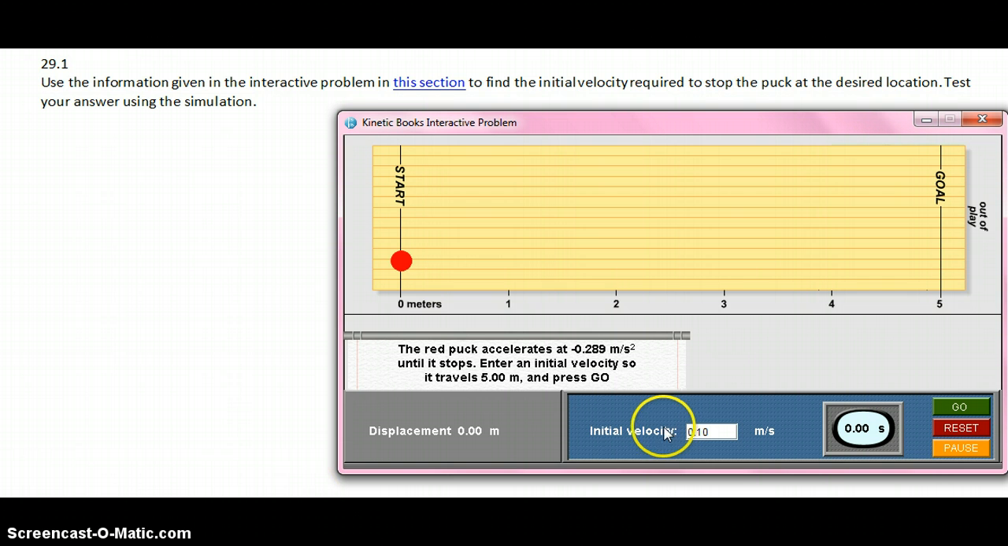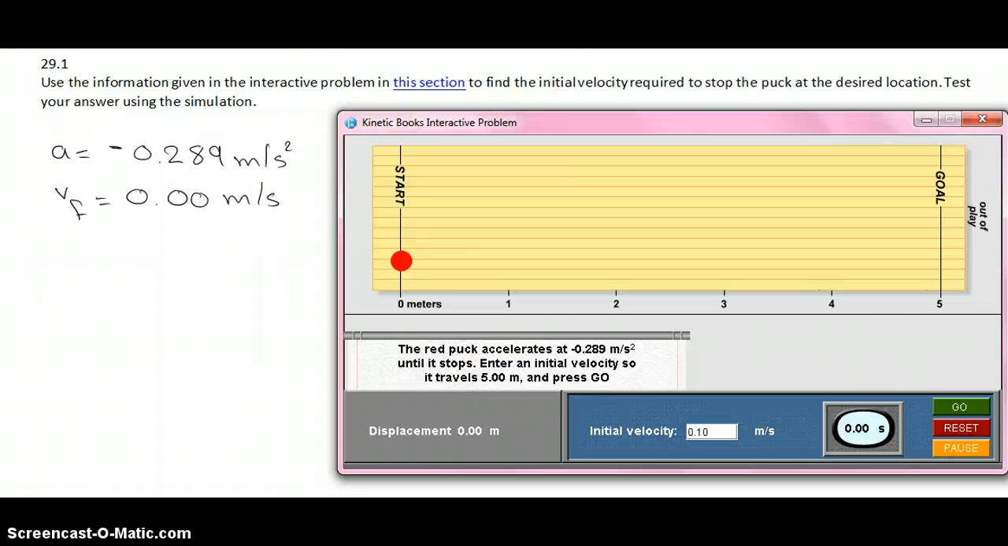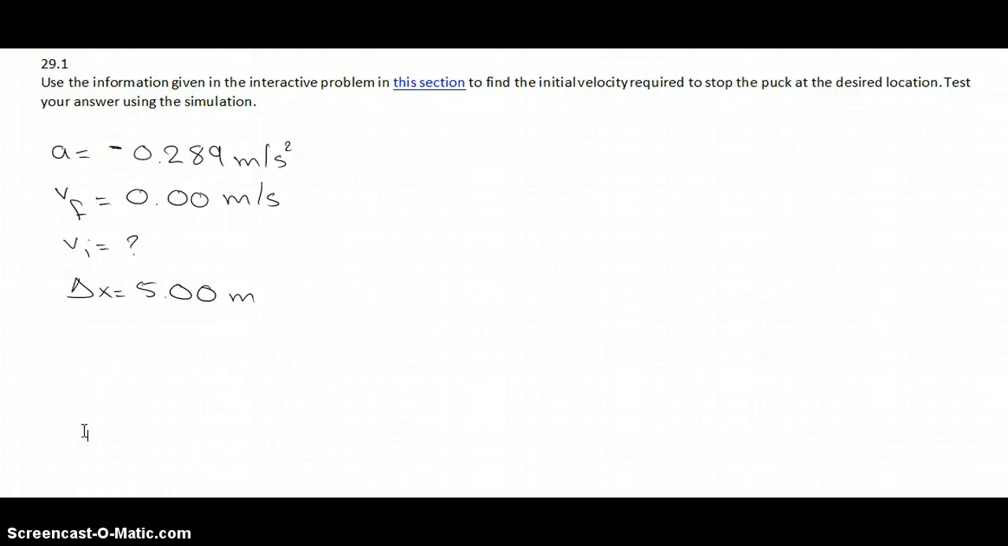So what do I know here? I know the acceleration. I get it right from the problem. I also know that the puck stops, which means the final velocity is 0. I know that they want me to enter an initial velocity, so I need to find the initial velocity. I also know that it travels 5 meters, so displacement is 5, and that's all.